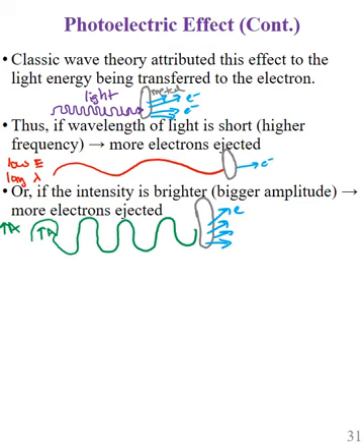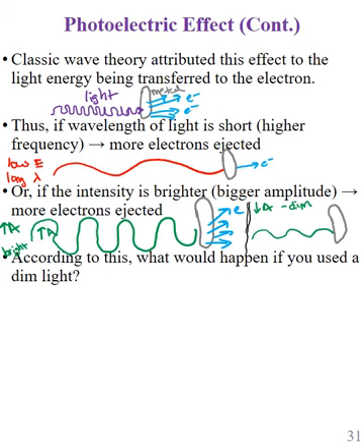Because I'm running out of room, I'm going to do another example over on this side. Let's say we have the same wavelength but a very low amplitude. This would make it very dim. A very high amplitude would be a very bright source. So a very dim light, same wavelength, but the amplitude is shorter, and it hits a metal surface. What would happen according to this if you use a dim light? What do you think?